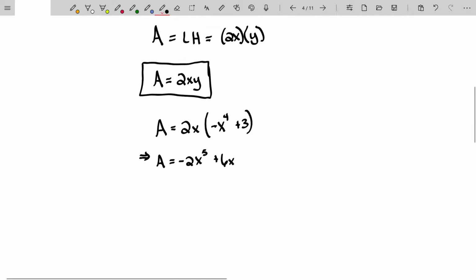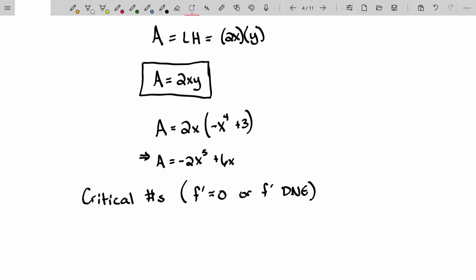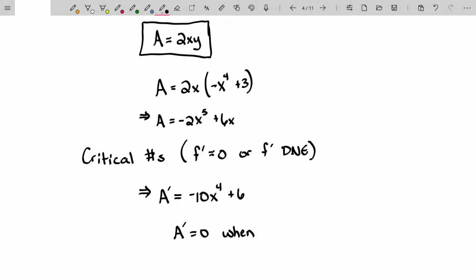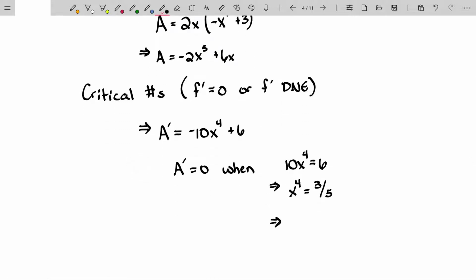And to maximize this, we want to find the critical numbers. And the critical numbers occur when your derivative is 0 or does not exist. Well, in this case, our derivative always exists, but it is equal to negative 10x to the 4th plus 6. So A prime, our derivative, is equal to 0 when 10x to the 4th is equal to 6, or in other words, x to the 4th is equal to 3/5. And that's when x is equal to 3/5 to the 1/4 power.